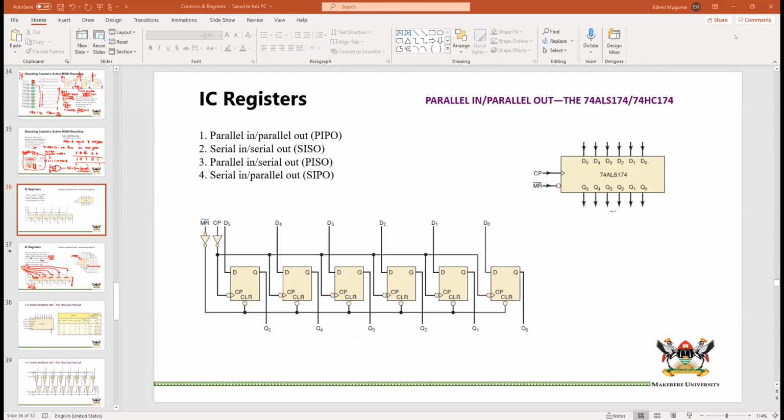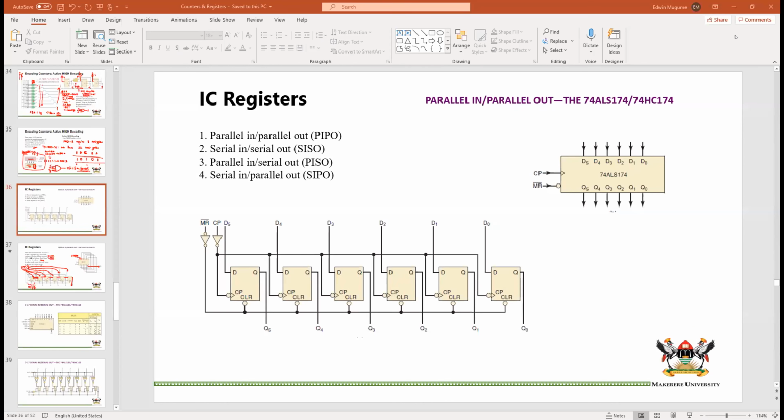We know that each flip-flop stores one bit, and that bit we call the state of the flip-flop. It is the value that appears at its output, not its input, but its output. Now, when it comes to registers, we name them based on how we input data and how we output data. If we input data in a serial way, meaning one bit at a time, then we say that is serial in. If we input data in parallel, meaning that all the data goes into all the flip-flops simultaneously, then we say parallel in.